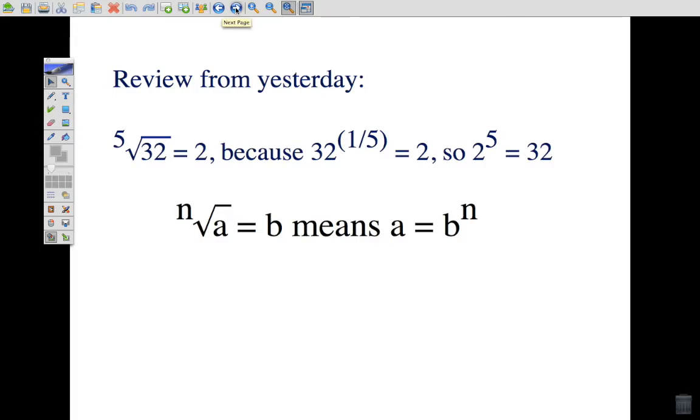Once again from yesterday, we need to get used to seeing that the fifth root of a number is what you get when you take a different number to the fifth power. We need to see the relationship there. The fifth root of 32 is 2, and 2 to the fifth is 32. I'm able to make that connection.